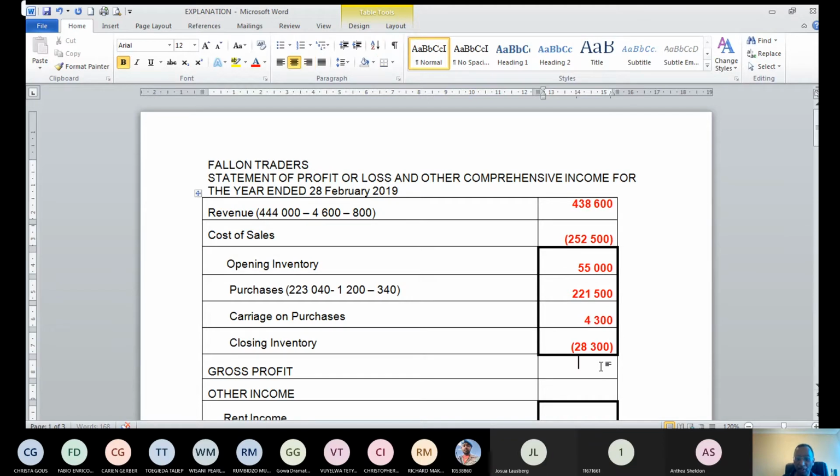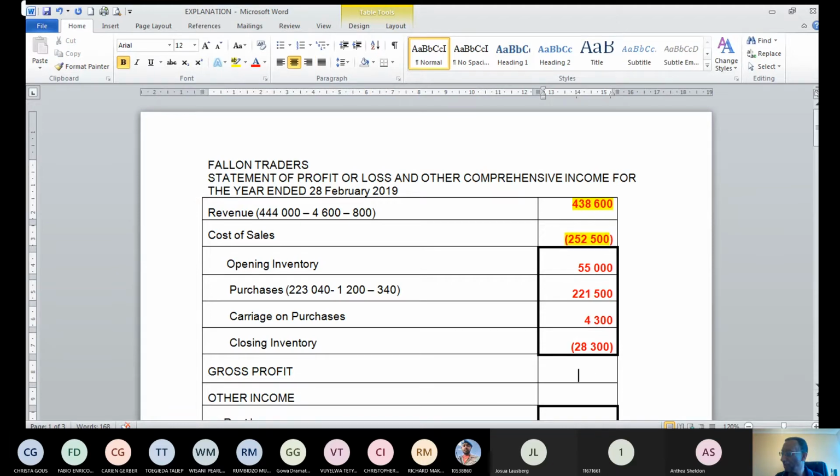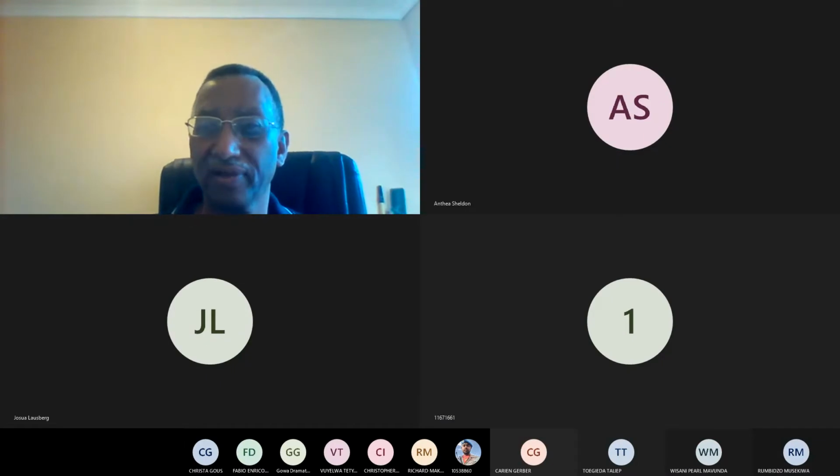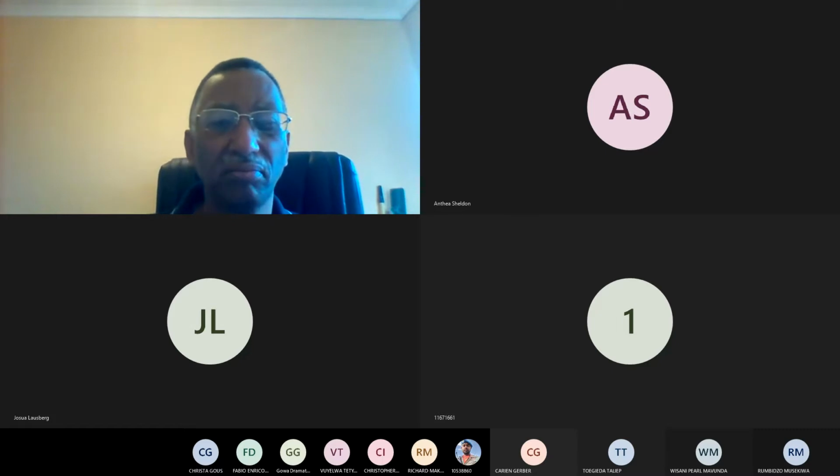And we are now onto the calculation of the gross profit. The gross profit is therefore revenue minus the amount of the cost of sales, and that will give you a gross profit of 186,100. Revenue minus the cost of sales will give you then the amount of the gross profit. Any questions up to this stage?